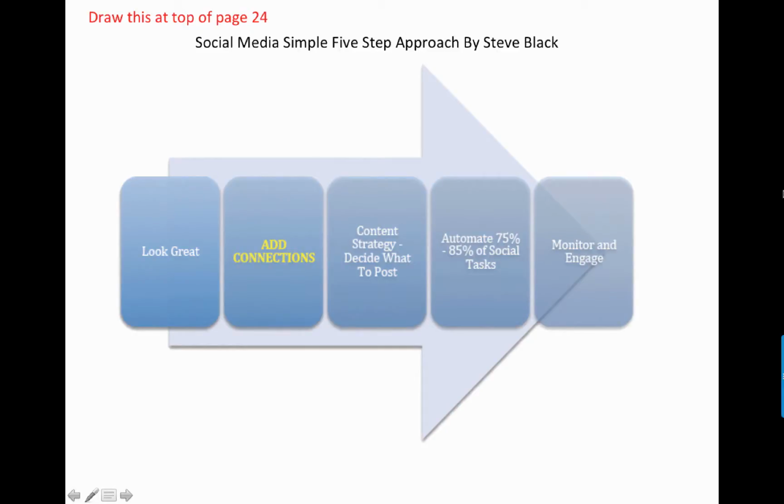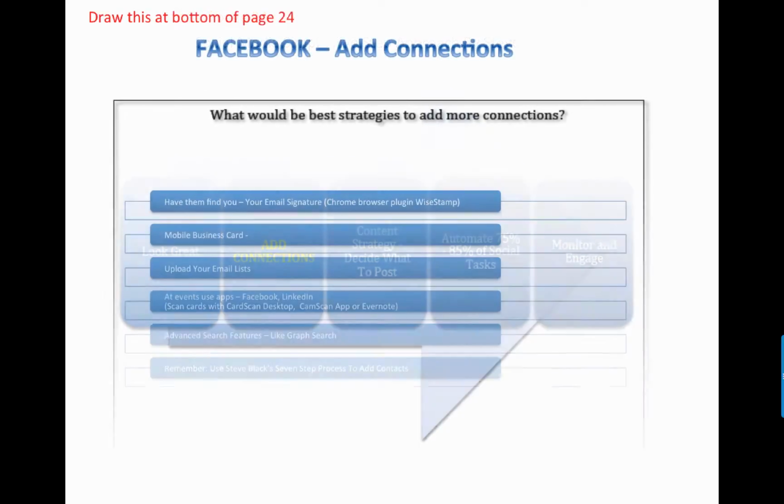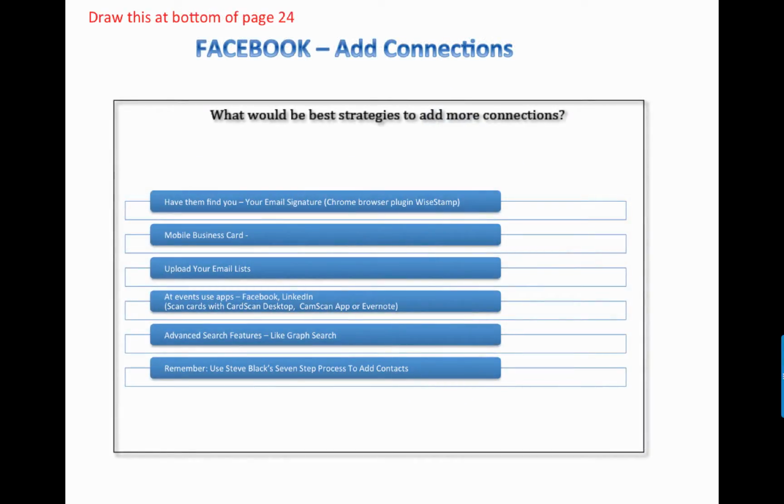So the second part of the five-step approach is to add connections, because once you look great, now you want to add connections, both so you can communicate with them in the future and you can listen to them. So let's take a look at some of the strategies that would be good. Well, you could have them find you.